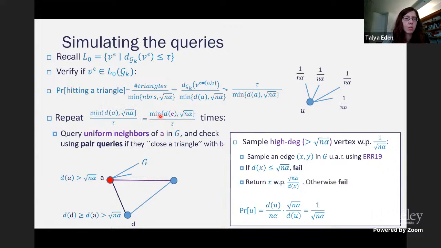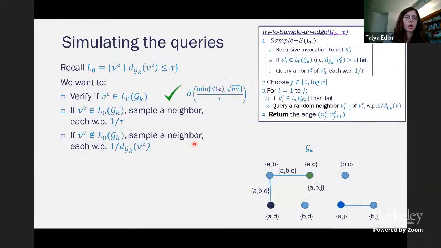It's just, now it's the minimum between the degree and square root n alpha. So the expected value is still O of 1, it's still constant, but now also the maximum value, the maximum number of repetitions I have to make, is bounded by square root n alpha over tau, which will be helpful later on to bound the running time of this algorithm. Okay, great. So we are done simulating the first query, the query that helped us to understand if a vertex belongs to L0 or not.